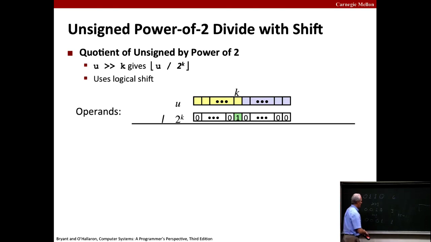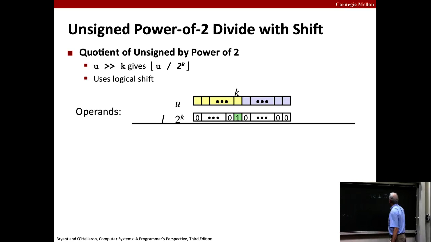The signed case, which I don't have a slide for, is a little bit less pretty. Well, first of all, you notice if it's a positive number, shifting right is going to be the right thing, just as it is for unsigned. But let's take a number that is negative. So this is minus 6, right?